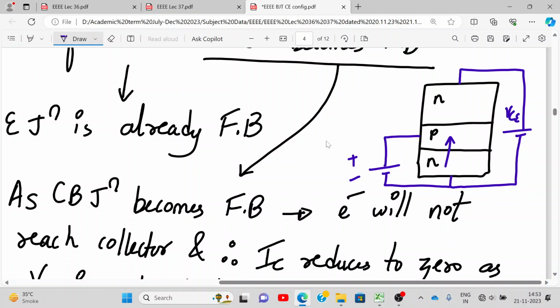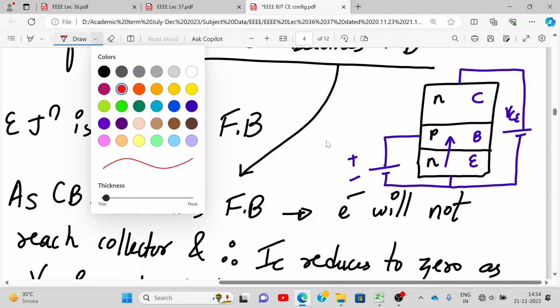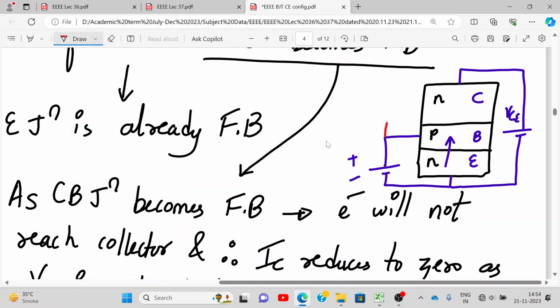Now, this is collector, this is base, this is emitter. The base emitter junction is becoming forward bias. So how do you connect forward bias? Like this. Correct? This is not actually connected, but it behaves like this. So the base emitter junction is forward bias. This is also forward bias. So what will happen?